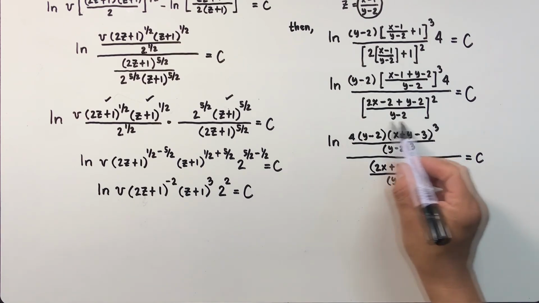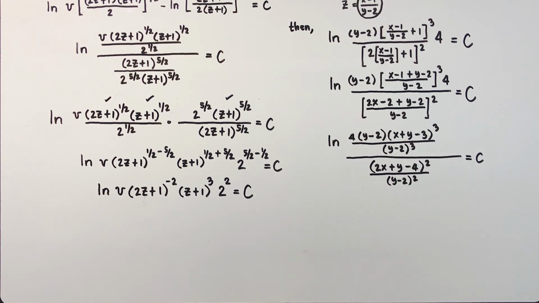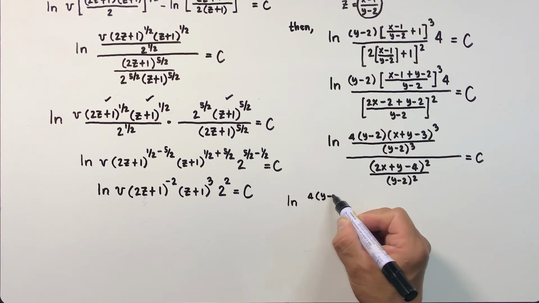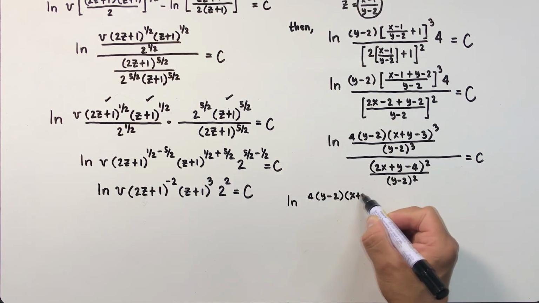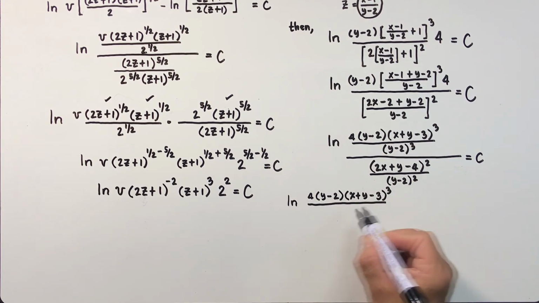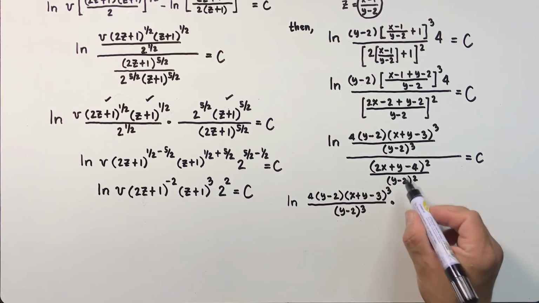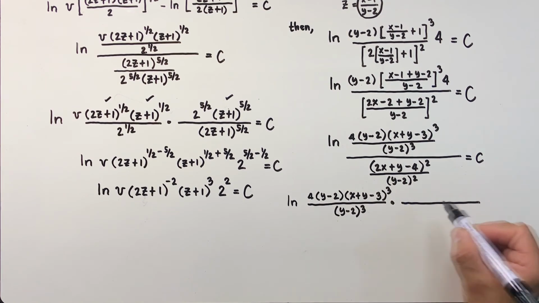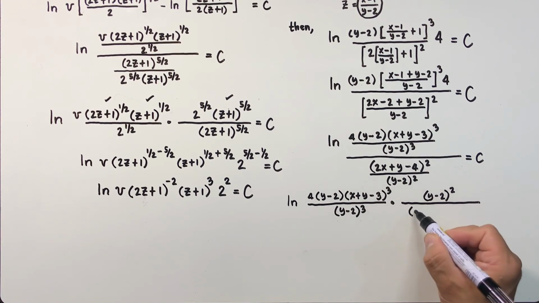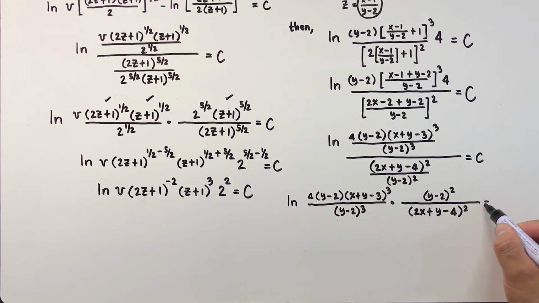And multiplying this fractional numerator by the reciprocal of this fractional denominator, we have the natural log of 4 times y minus 2 times x plus y minus 3 to the power of 3 over y minus 2 to the power of 3. And this will be multiplied by the reciprocal of this, which is y minus 2 to the power of 2 divided by 2x plus y minus 4 to the power of 2.